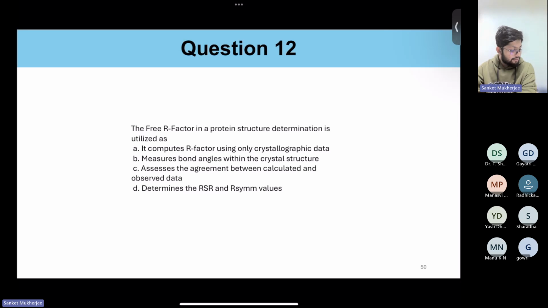The free R factor in a protein structure determination is utilized to compute R factors using only crystallographic data, measure bond angles between the crystal structure, assess the agreement between calculated and observed data, or determines RSR and RSIM values. Anybody would like to answer this? I think we discussed this. No, actually, R free, as we discussed in one of our slides, it's to assess the agreement between calculated and observed data.